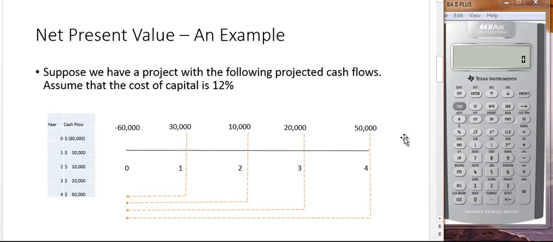So here I have a project where it costs $60,000. The first year's cash flows are $30,000. We'll look over here. This is a little easier to see than this small table. The second year's cash flow is $10,000. Third year's is $20,000. And the fourth year's is $50,000. So we can't just add these numbers up. We can't add 30 plus 10 plus 20 plus 50 and compare it to 60. We need to bring all of these back to the present. So we have to bring back the 30,000 back 1 year, the 10,000 back 2 years, the 20,000 back 3 years, and the 50,000 back 4 years.